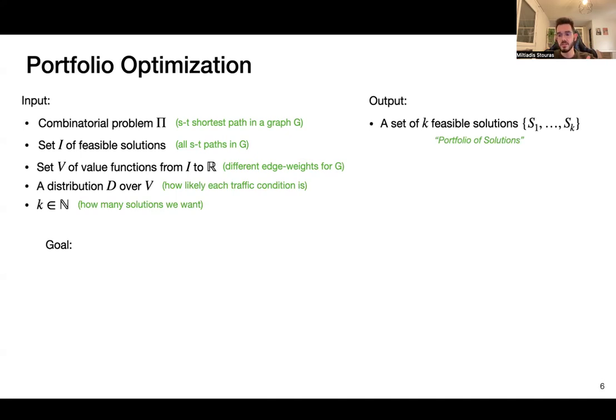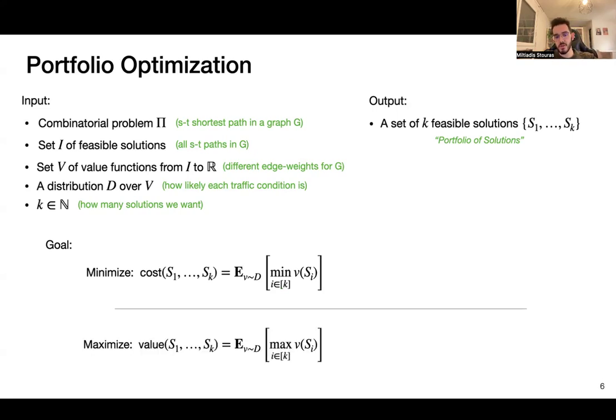So now what is our goal? We said that for every instance, the cost of our selection is going to be the minimum of the costs of the individual solutions, right? And we want to see how this behaves on a new instance that is sampled from this distribution over value functions. So essentially, we want to select S1 through Sk so that we minimize the expectation of the minimum of their costs, right? Equivalently, for maximization problems, you want to pick the solutions so that you maximize the expectation of the maximum of the values, right?